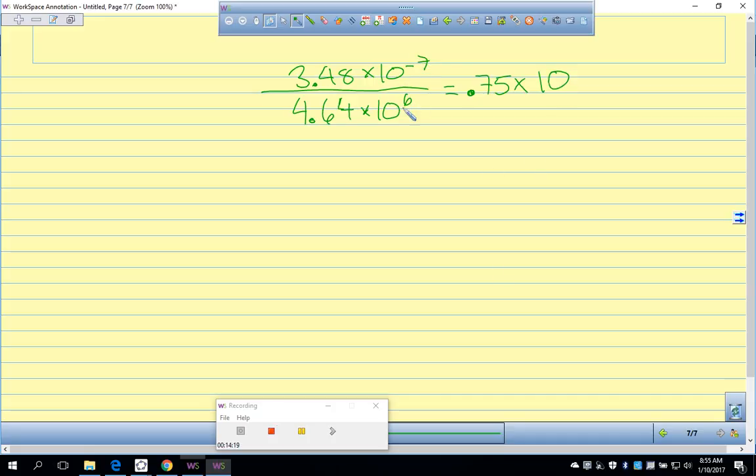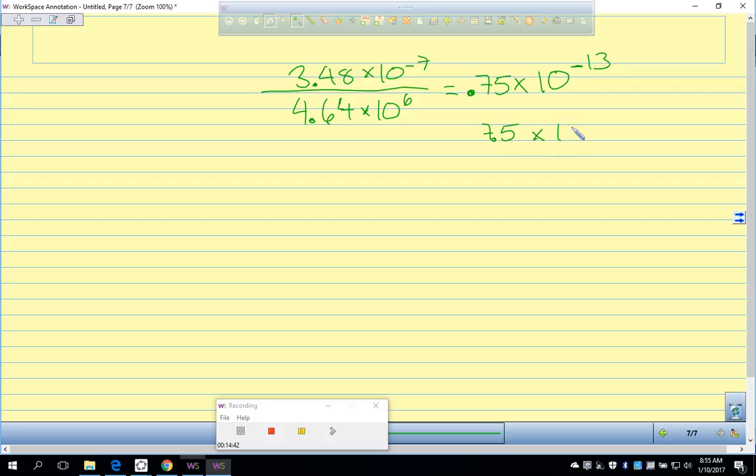Negative 7 minus 6 is negative 13, okay? But this is not in scientific notation. How do I change this so that it's in scientific notation? What would that be? Go ahead, Ben. 7.5 times 10 to the negative 14.